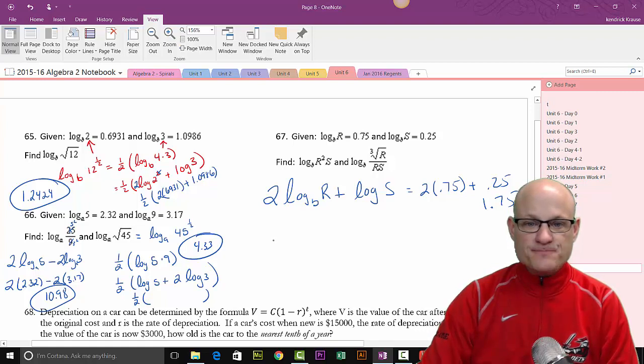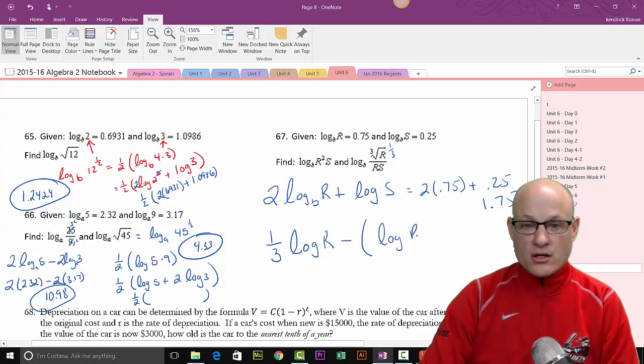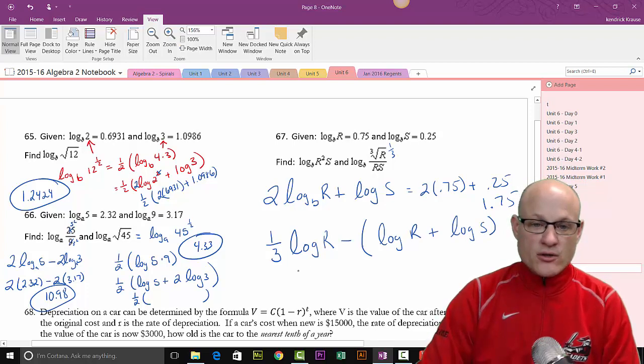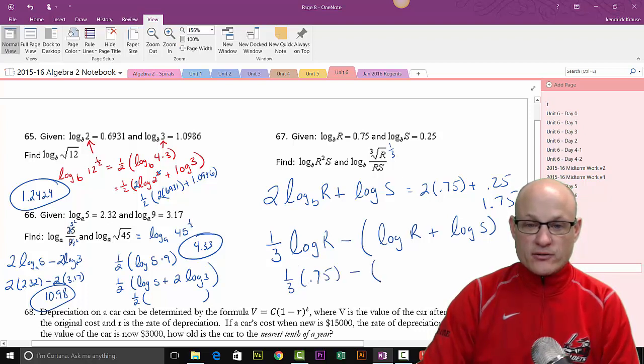And then this one's going to be 1/3 log, remember this is 1/3 exponent, so that goes out front, log of r minus log of r plus log of s. So this is 1/3 of 0.75 minus 0.75 plus 0.25. So this is 0.25 minus 1, which is equal to negative 0.75. There's your answer, I hope.